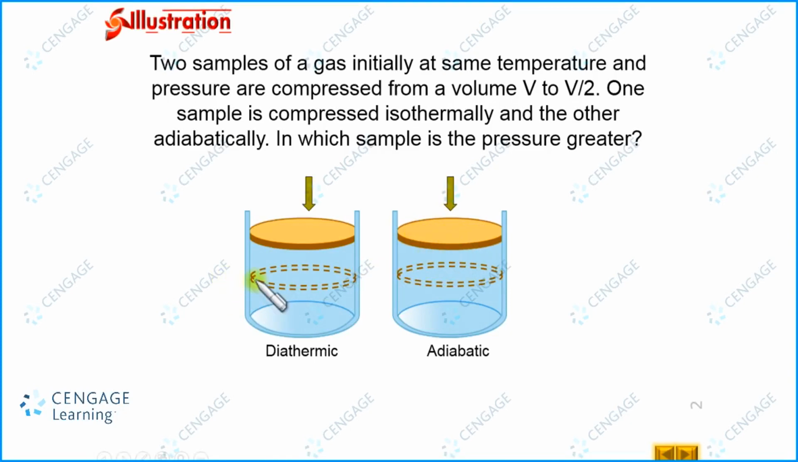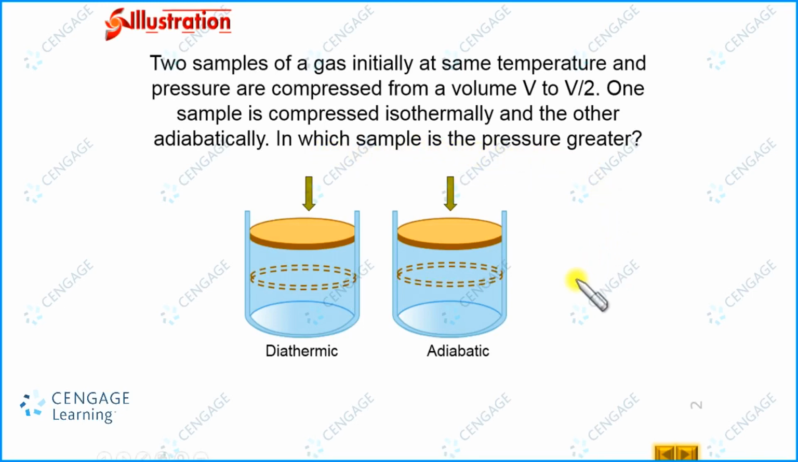In the diathermic container, there is interaction of the heat from the surrounding to the sample of the gas that is inside the container, right? That means the temperature outside and inside always remain the same in this case because the process is done slowly. In the adiabatic container, there is no interaction of the heat from outside to inside. That is, there is no outflow or inflow of the heat from system to surrounding or surrounding to system. In the first case, the process is isothermal, and in the second case, the process is adiabatic. And we need to investigate in which sample the pressure is greater.